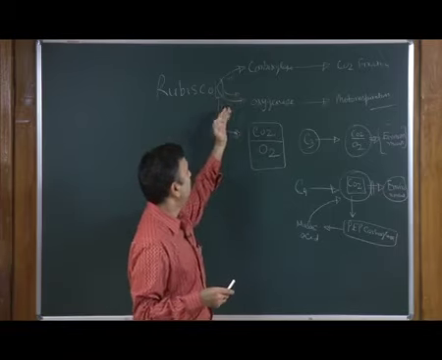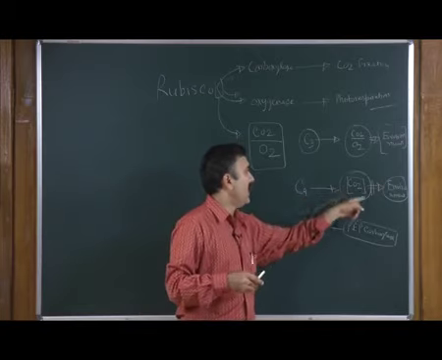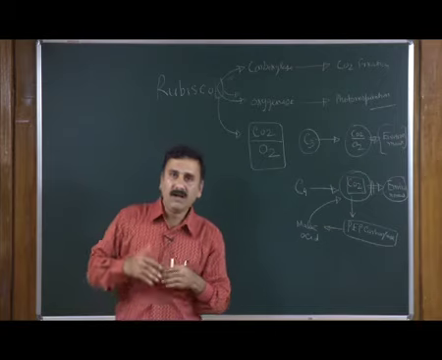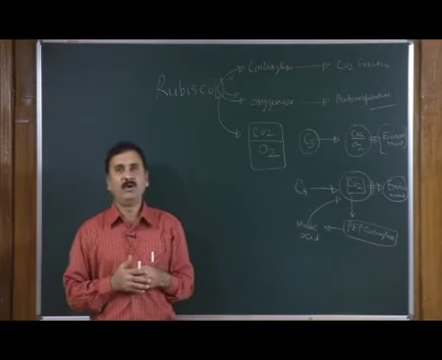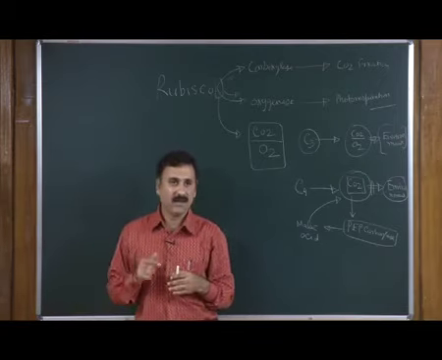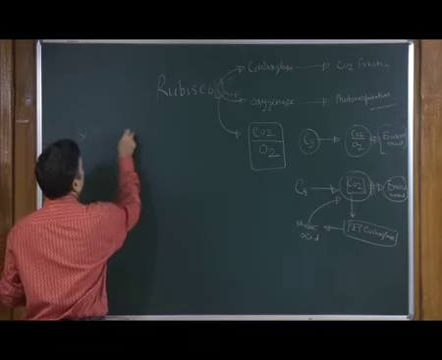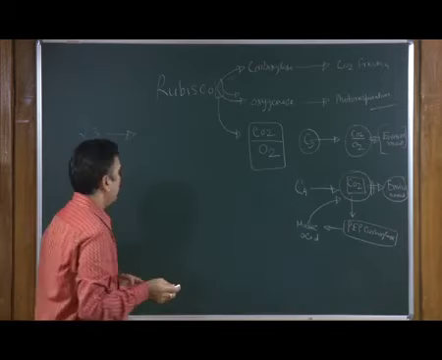And because of this secondary fixation, and because the CO2 concentration is going to be very, very high, the ultimate production is going to be very high. On the other hand, question number 3: why is there more production in the case of a C4 plant?